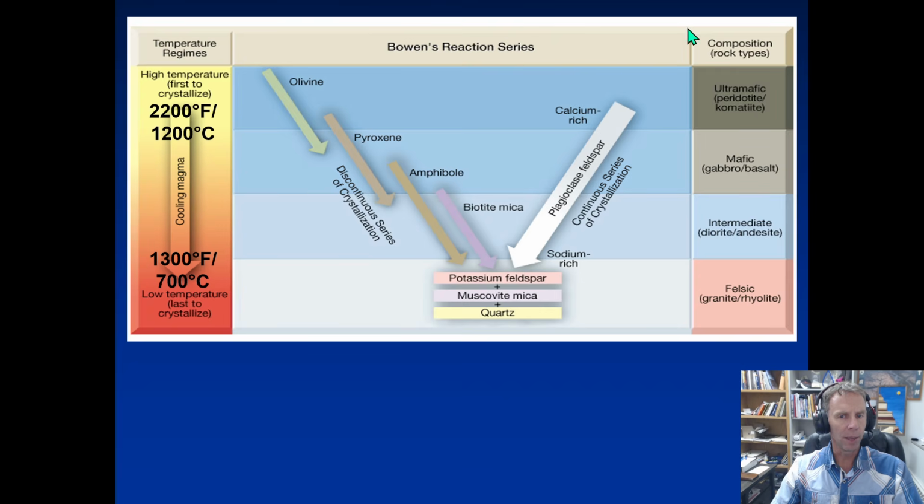And then over here, again, we'll get to these terms in just a second. We have some rock types and we have some magma or rock compositions. That's where these words like mafic and felsic come into play. Okay, so this is Bowen's reaction series.